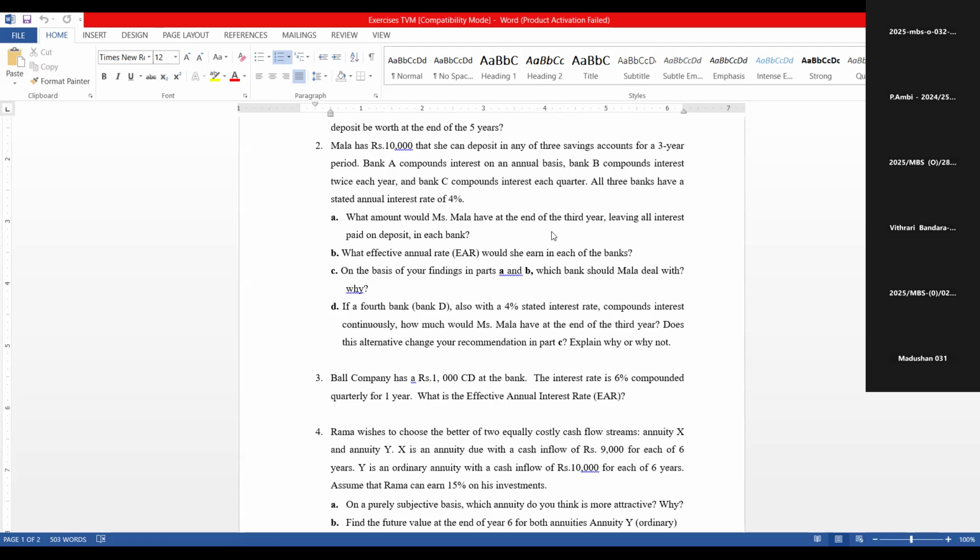Coming to part B, what is the effective annual interest rate? All of you put the correct answers. Bank A 4%, Bank B 4.04%, Bank C goes for 4.06%. Then part C, definitely Bank C is the answer. Then you need to write under that why: the frequency is different. Quarterly is the higher frequency that generates more interest, which finally gives the higher future value. So Bank C is recommended for depositing that money.